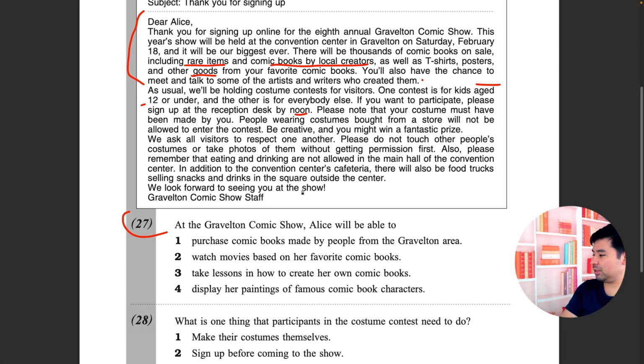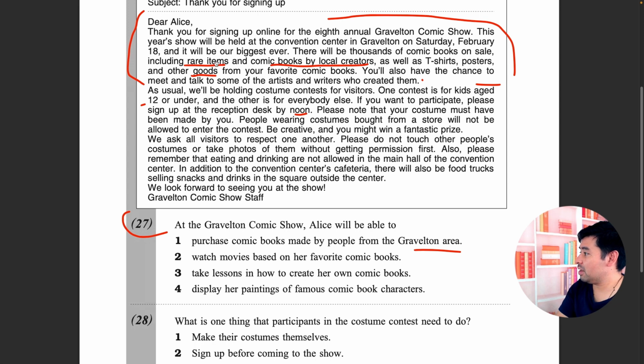I mean, watch movies? No. Take lessons? No. Display her paintings of famous comic book characters? No. So, I mean, the only one that we could see in the text is this one here, purchase comic books made by people from the Gravelton area. Even though we have rare items, she can also buy comic books by local creators. Locals means they also live in the Gravelton area. So the best one here is going to be number 1.